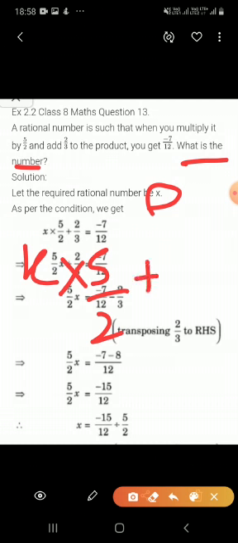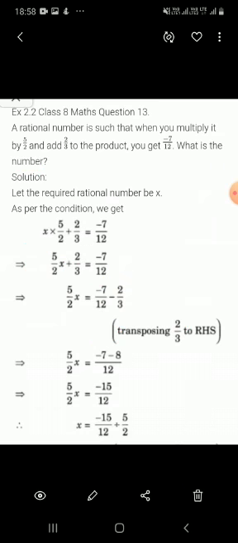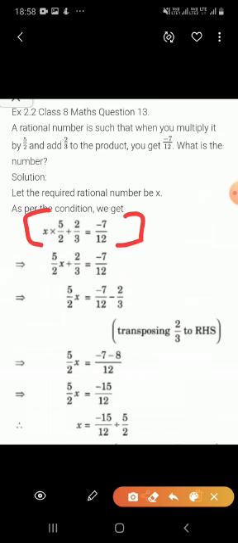Add means plus. What you have to add? 2 upon 3 to the product. So this is the product. 2 upon 3 we are adding. You are getting what? Minus 7 upon 12. So see, here is the equation being formed: x into 5 upon 2 plus 2 upon 3 equal to minus 7 upon 12.